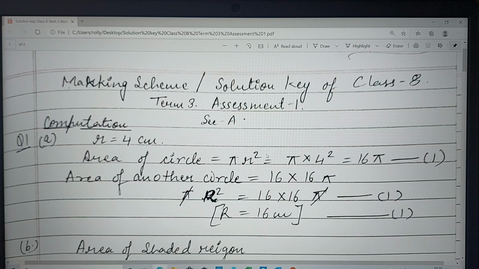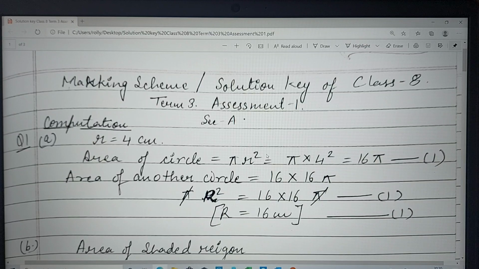So question number 1, A part, says that you have to find the area of another circle. You have to find the radius. There are two circles. The first circle has a radius of 4 centimeter, and the other circle has an area 16 times the area of the first circle. So first of all we are going to calculate the area of the first circle because its radius is given.